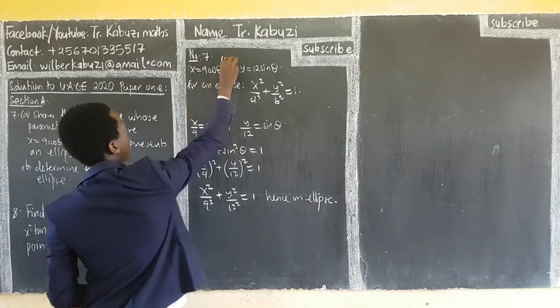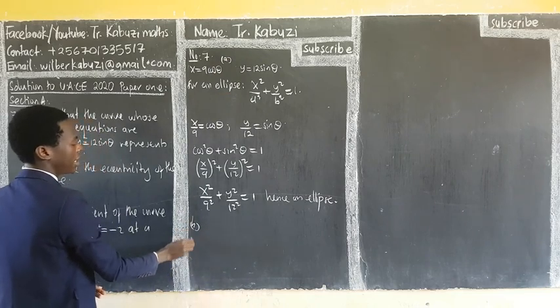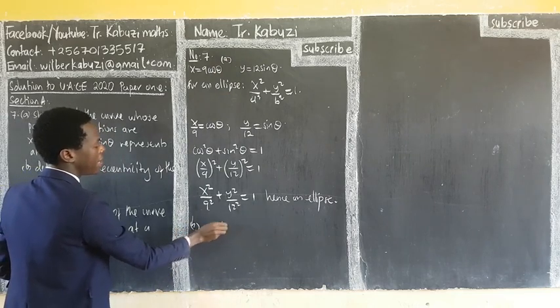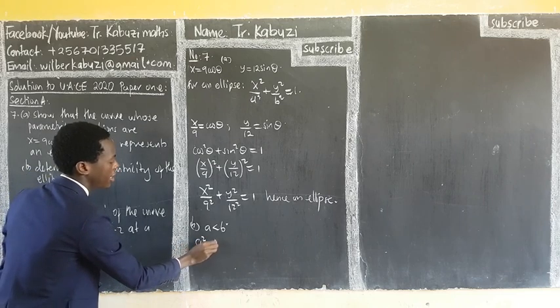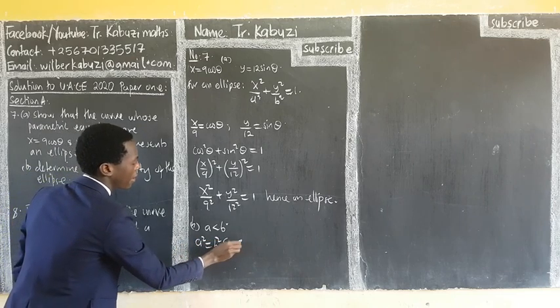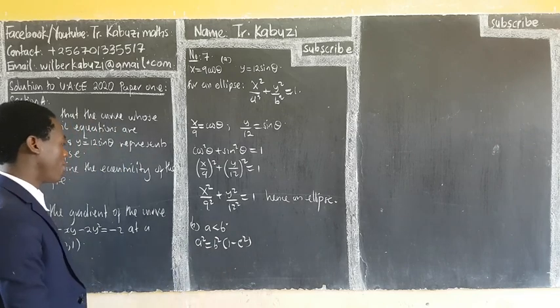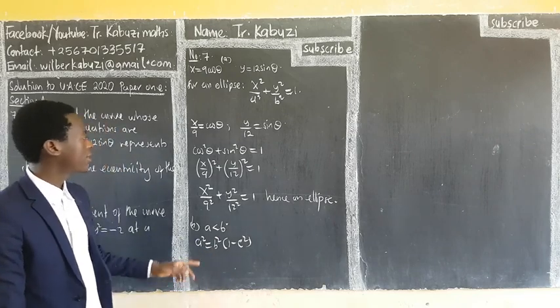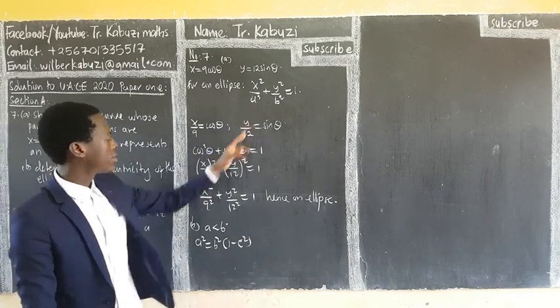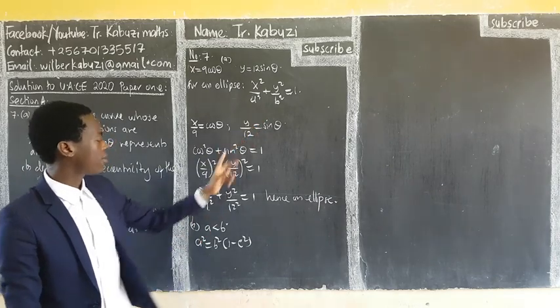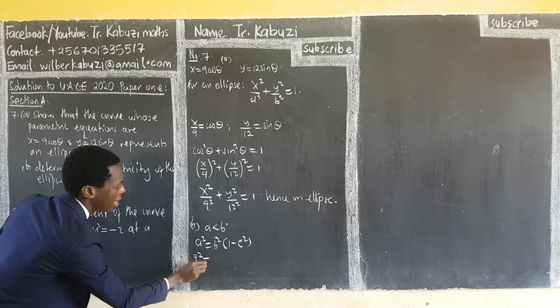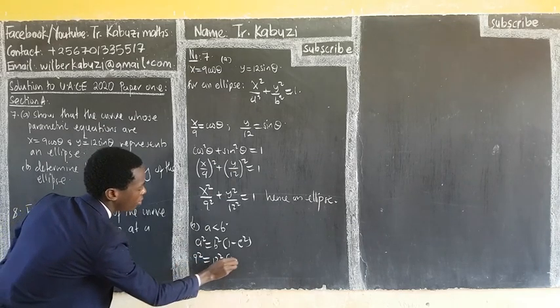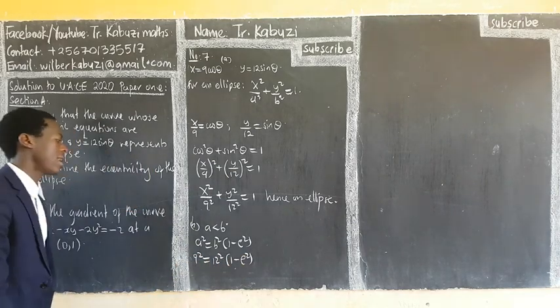Then part B, where one has to get the eccentricity. That's where a is less than b. So from there, what we use is a squared equals b squared into 1 minus e squared, where e is the eccentricity. So now, when you compare these two, our a squared is 9 squared. So this is 9 squared equal to 12 squared into 1 minus e squared.